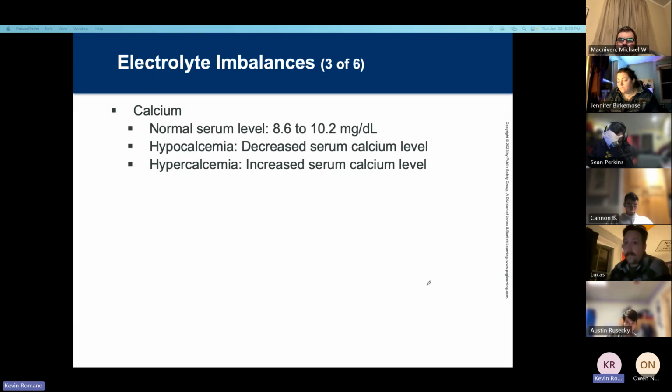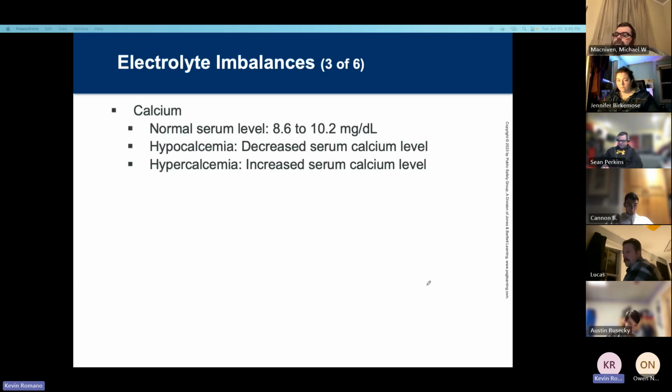Remember, our normal levels are 8.6 to 10.2. Hypocalcemia is decreased serum level. Causes would include decreased calcium intake or absorption, increased calcium loss, endocrine disease, and the last one, sepsis. All right, so sepsis can cause low calcium levels. Hypercalcemia is increased serum level, which is caused by increased calcium intake or absorption, endocrine disorders, neoplasms, and also other miscellaneous causes that are out there. So if you got a patient who's septic, we can probably assume that they may have low calcium.